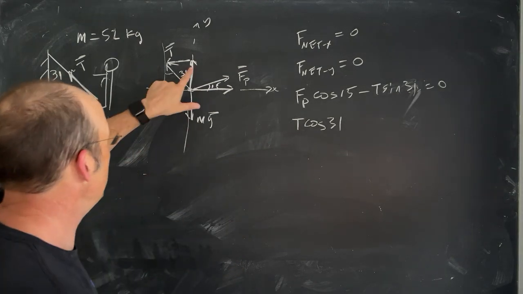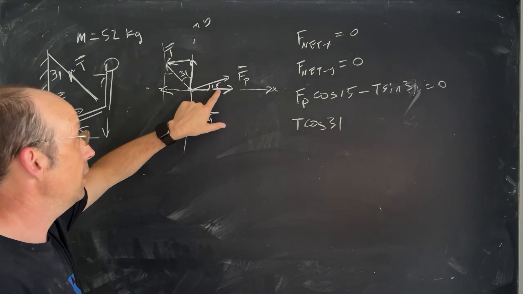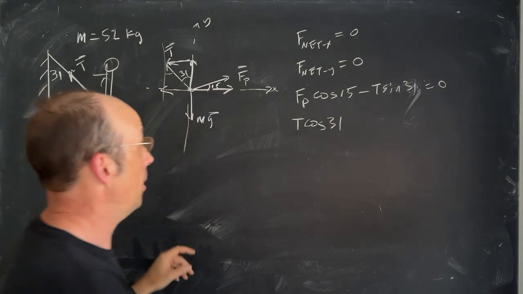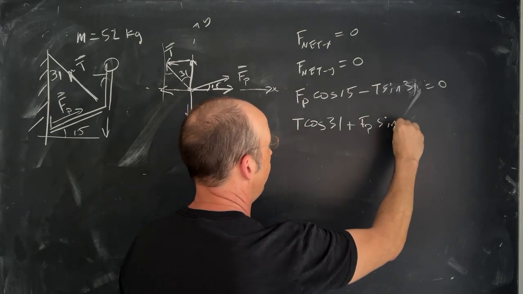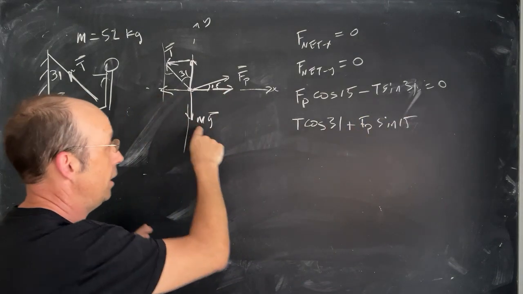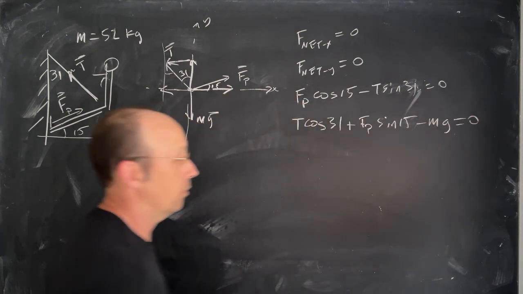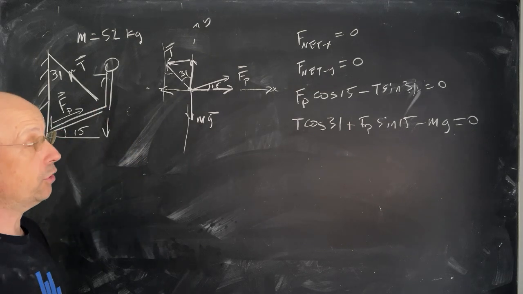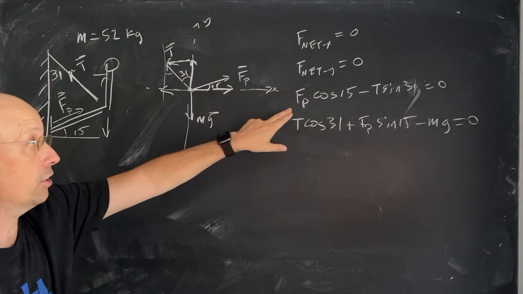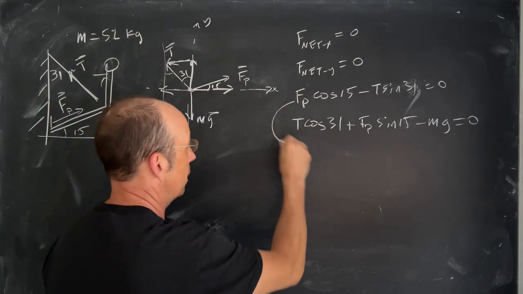Okay. So T cosine 31, the y component of the push force is going to be sine, so it's going to be plus FP sine of 15, and then I have the gravitational force minus mg equals 0. So what I have here, I have 2 equations and I have 2 unknowns and I need to solve. So let's just solve this for FP.